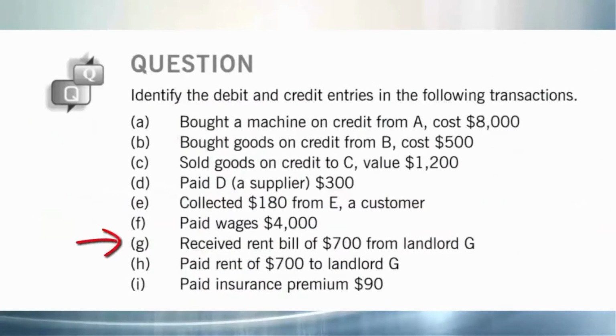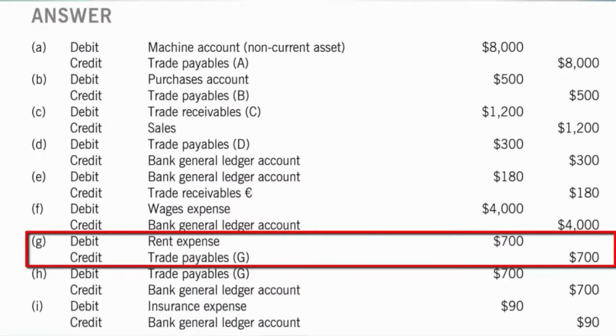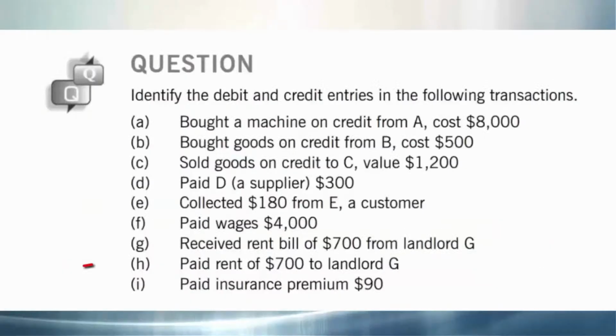Transaction G. Received rent bill of $700 from landlord. Explanation. The business now owes rent to the landlord, increasing the rent expense account, an expense. Expenses increase with a debit entry. At the same time, the amount owed increases the business's trade payables account, G. Liabilities increase with a credit entry. Entry: debit rent expense account for $700. Credit trade payables account for $700.